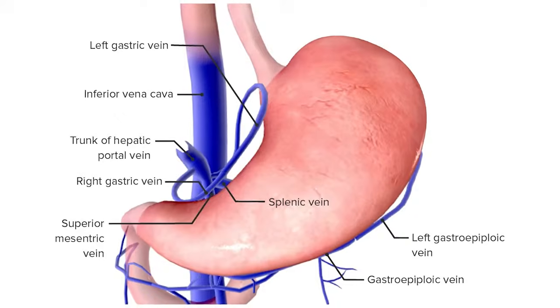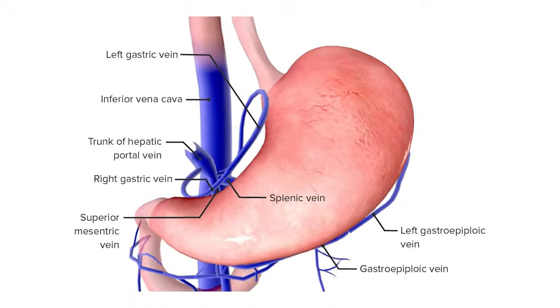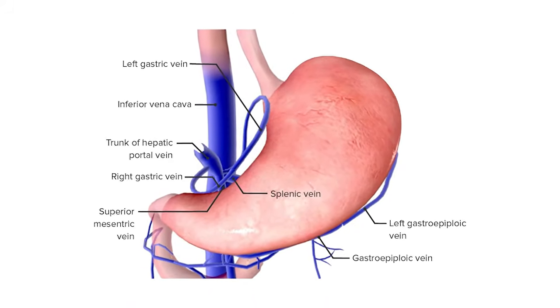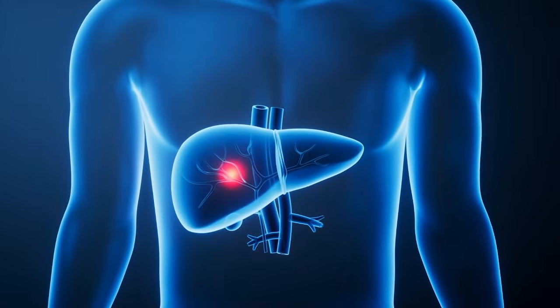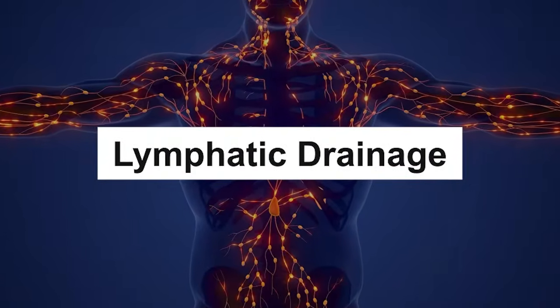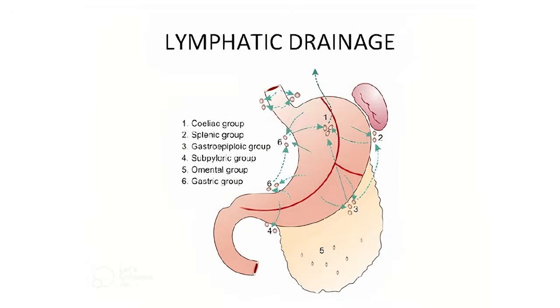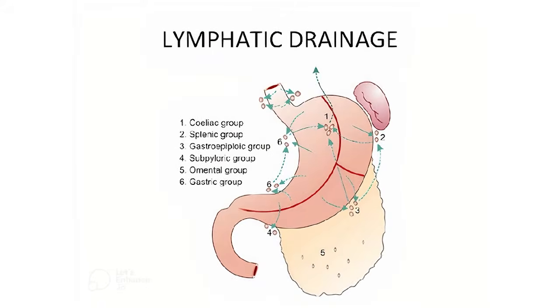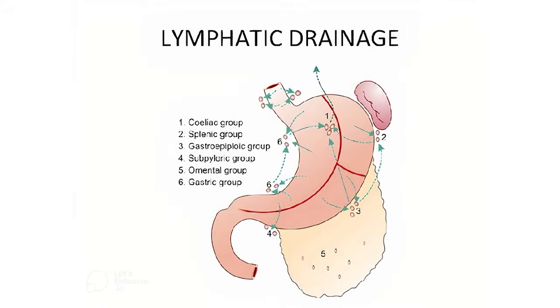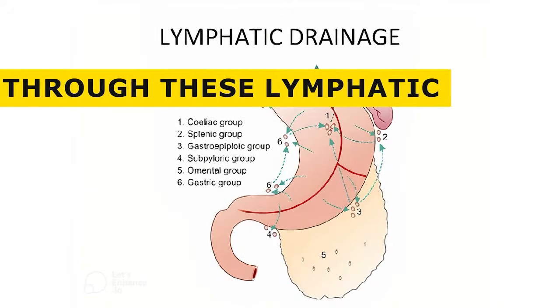Venous drainage parallels the arterial supply and ultimately drains into the portal vein, allowing nutrient-rich blood to pass through the liver for processing. Lymphatic drainage. Lymph from the stomach drains into the gastric and celiac lymph nodes. This pathway is clinically significant because gastric cancers often metastasize through these lymphatic channels.